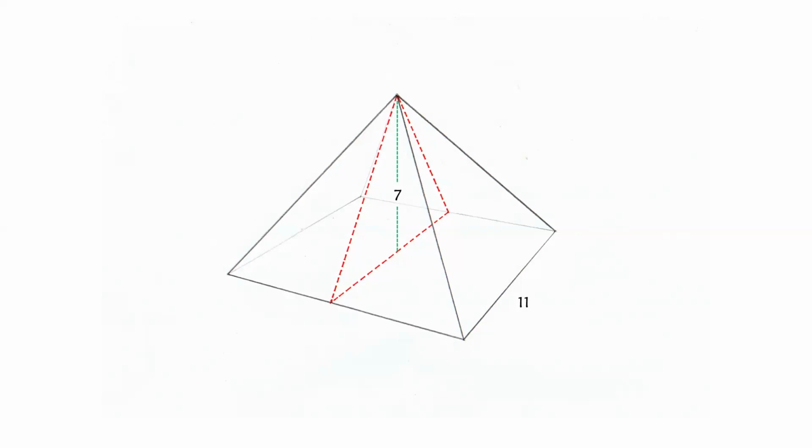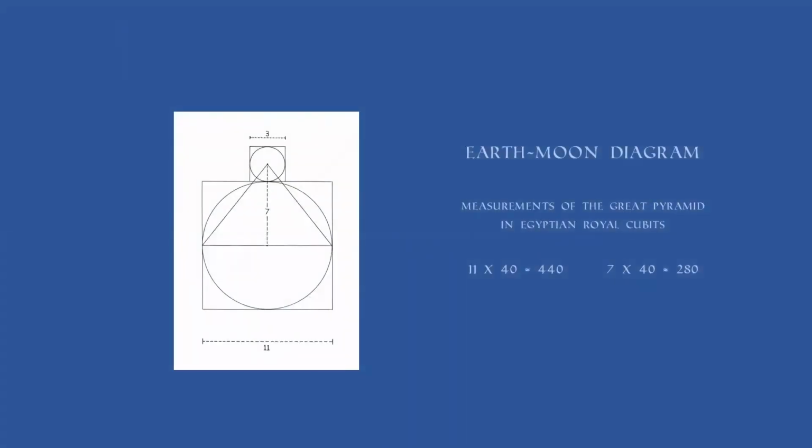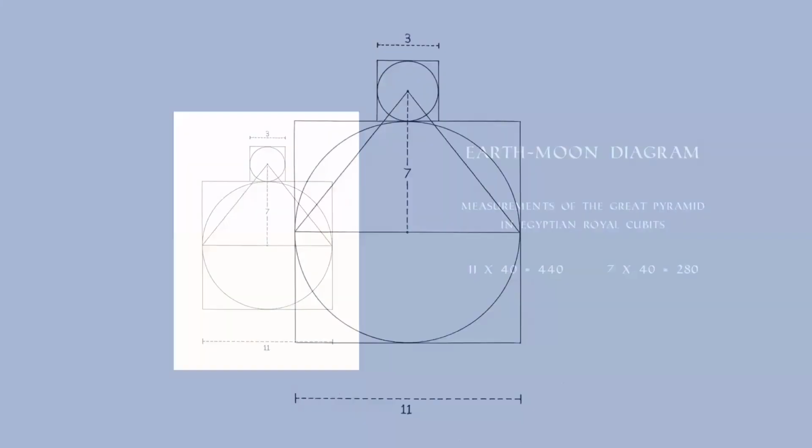Now, if you were to multiply both of those numbers by 40, then you end up with the number of Egyptian royal cubits that there are in the Great Pyramid. So the height of the Great Pyramid is 280 Egyptian royal cubits. So that height of 7 is multiplied by 40. And the baseline of 11 around each of its edges of the square is 440 cubits once you've multiplied that 11 by 40. So this fits very nicely with the Great Pyramid itself.